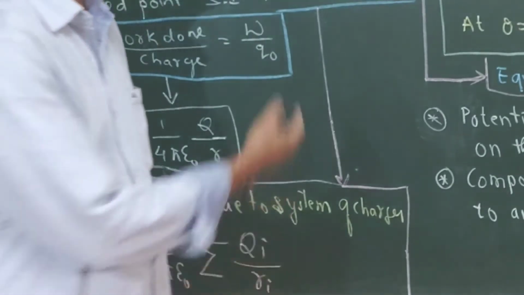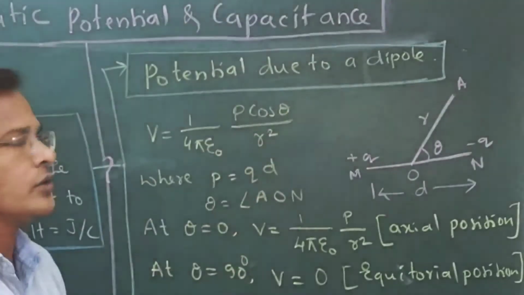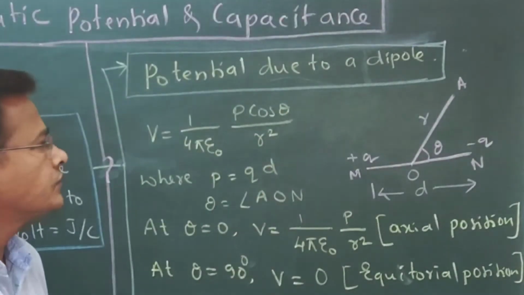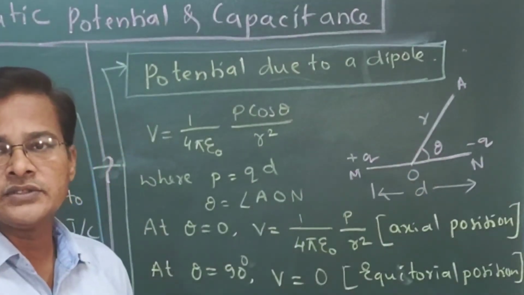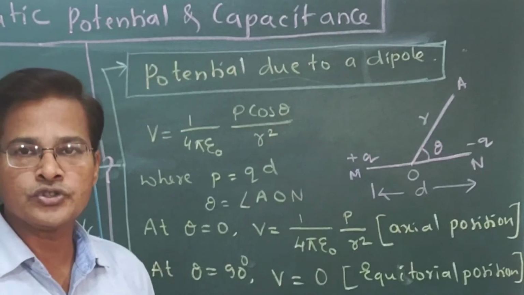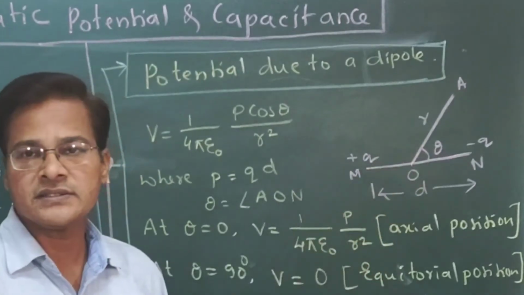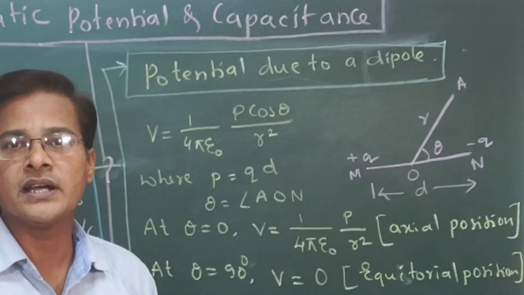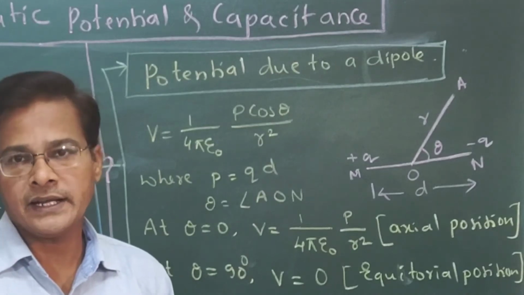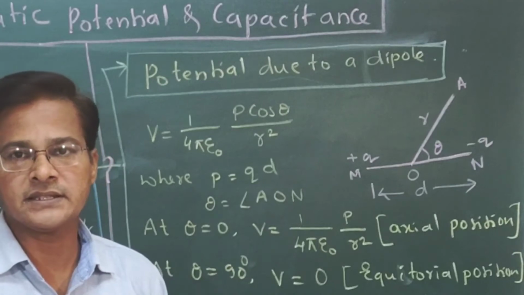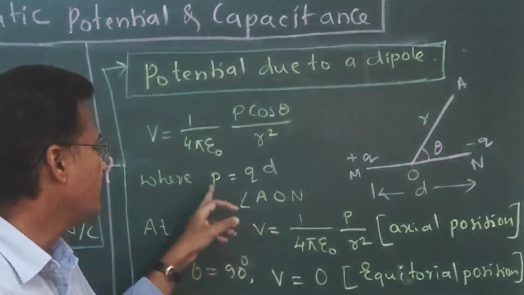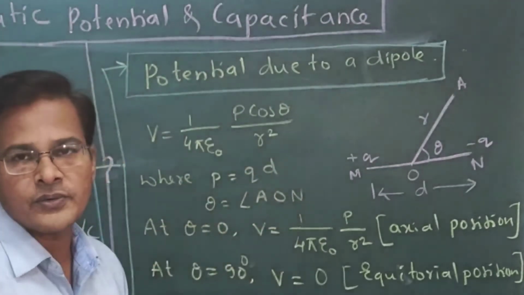Now we take the electric potential due to a dipole. There are two points, M and N. On M we place a positive charge and on N a negative charge. That is an electric dipole. An electric dipole means two equal and opposite charges separated by a certain distance. So the dipole moment P equals Q into D.